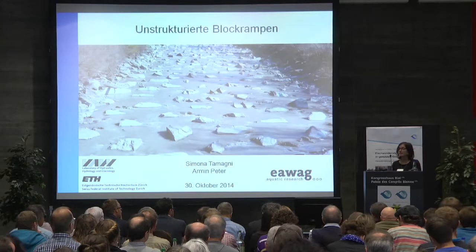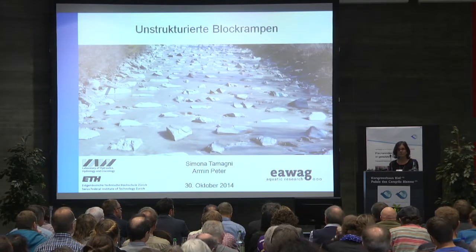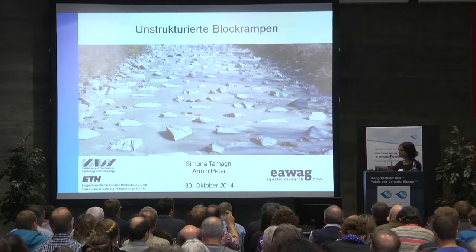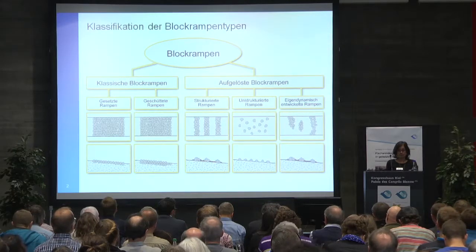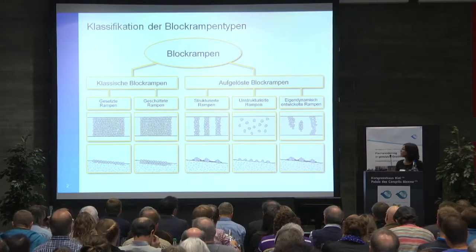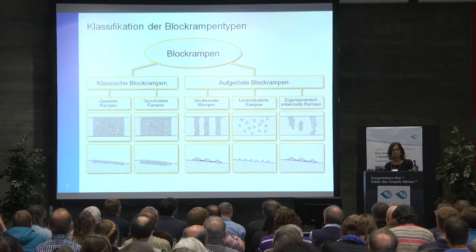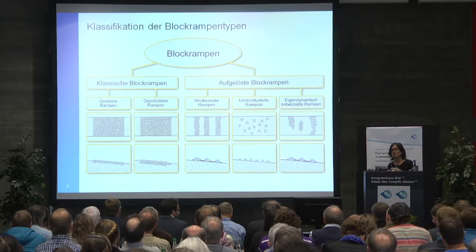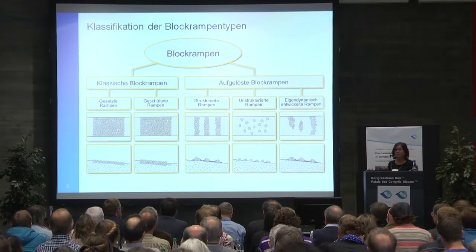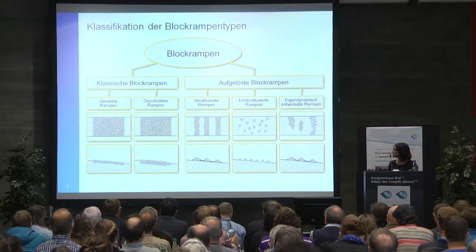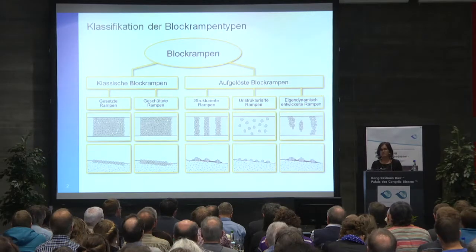I would like to present the results of my research and also the results of his or our research on unstructured rock ramps. In principle, we've got two types of rock ramps. On the left-hand side, the classical ones that are characterized by these different rocks. They cover the ramp completely, and they are either set properly or they are simply piled.